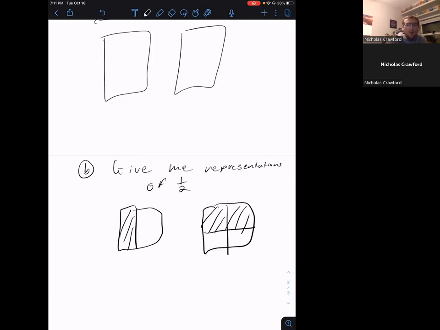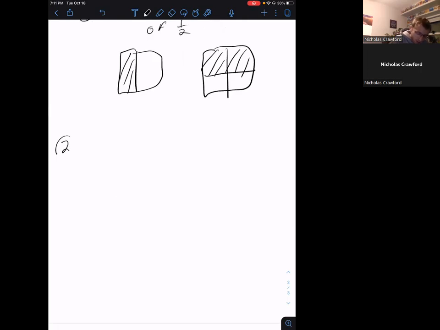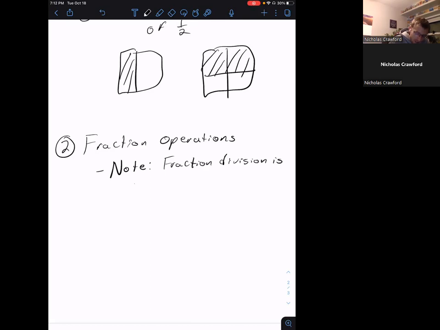The second part is all about fraction operations. Okay. Please note that fraction division is not on the quest. So you don't have to worry about doing fraction division for the portfolio quest.